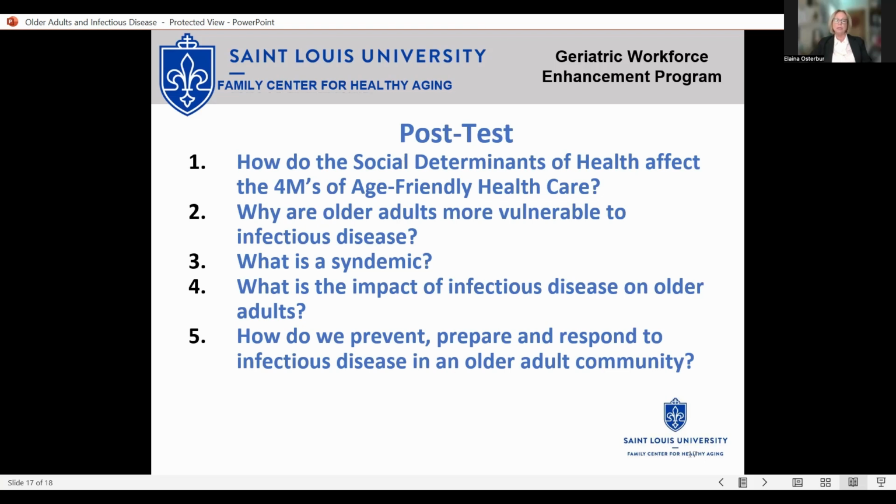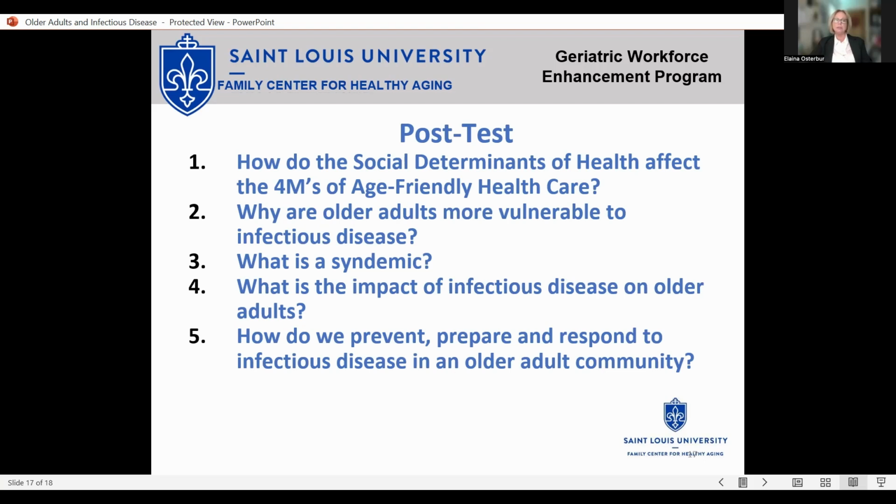And also, what is a syndemic? Number three, a syndemic is a synergistic interaction of two or more health conditions that are worsened by social and structural inequities. For example, COVID-19 plus diabetes plus poverty equals worse outcomes than any condition alone. Syndemics highlight how disease and disadvantage interact, particularly in marginalized populations like older adults.